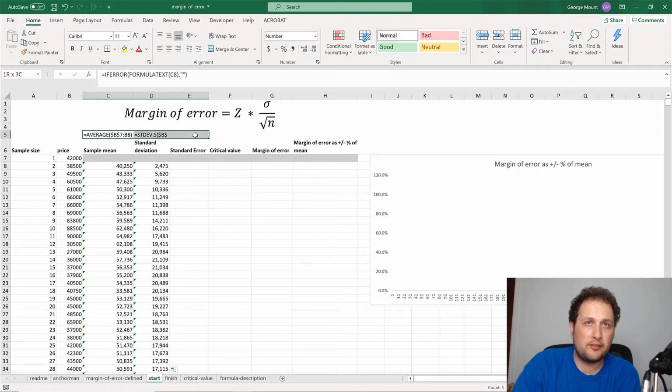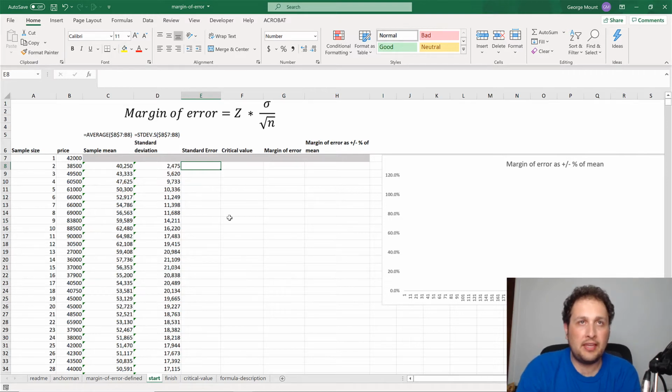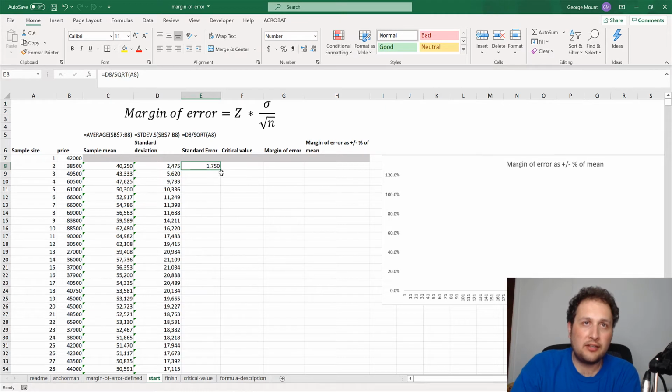And I've got these formulas up here. Let's go ahead and make that a little bigger so that you can see exactly what formula I'm using to fill these things out. Okay, so we'll move to the standard error next. And again, we've got the formula over there on the right, which is the standard deviation divided by the square root of the sample size. So I can take that, D8, divide that by the square root of column A. So we've got our standard error.